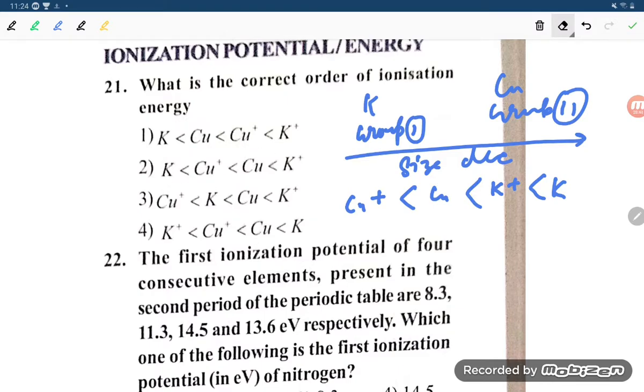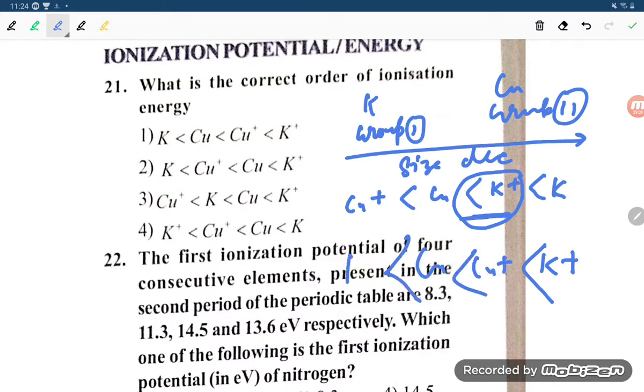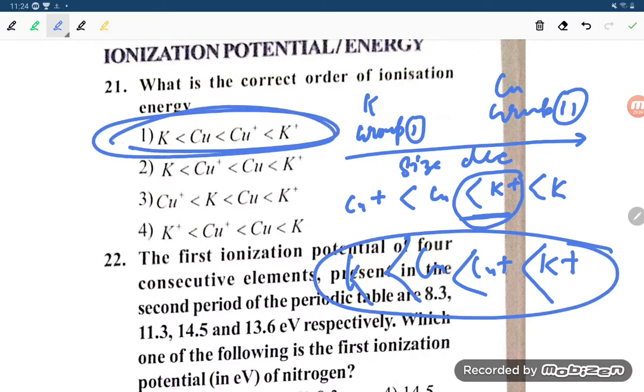So for the order of ionization enthalpy, what will it be, student? The highest will be K plus, positive charge, then Cu plus, then Cu, and finally K. So if you are talking about option number 1, that will be the correct option, student. This is not that much of a topic, but we have to understand the logic behind each question, student. Okay, so option number 1 is the correct option.